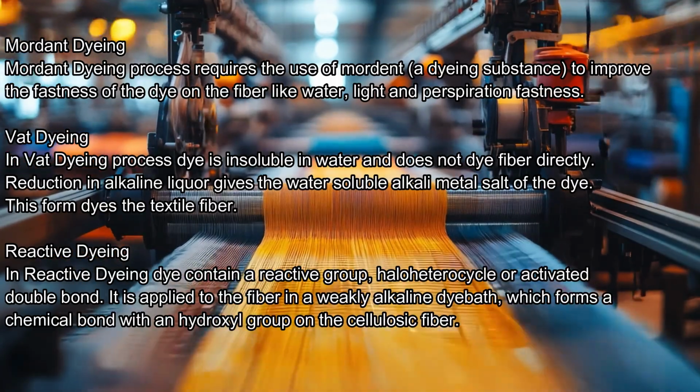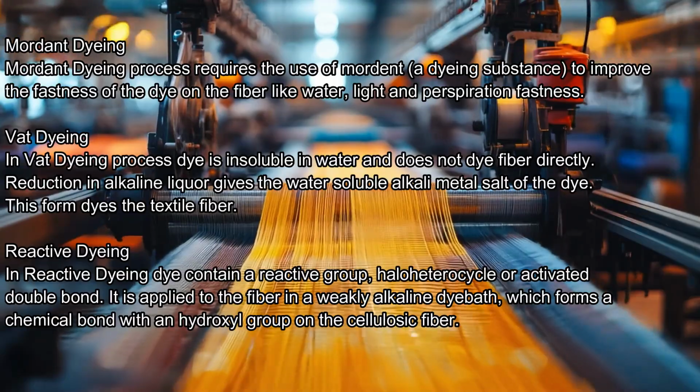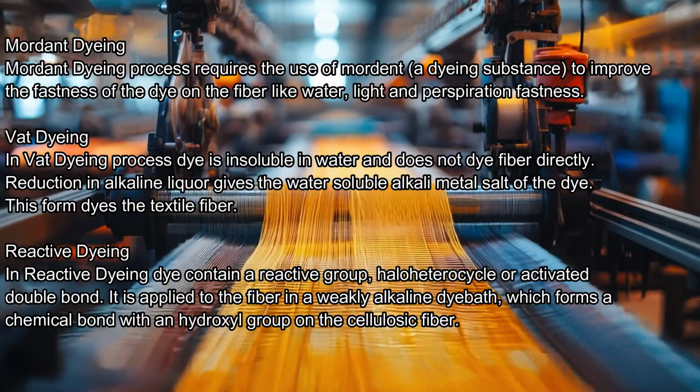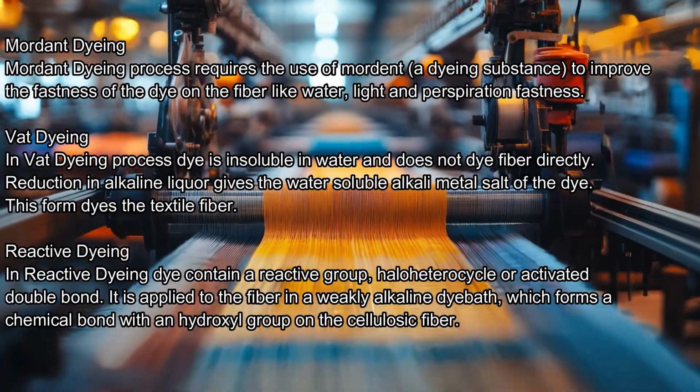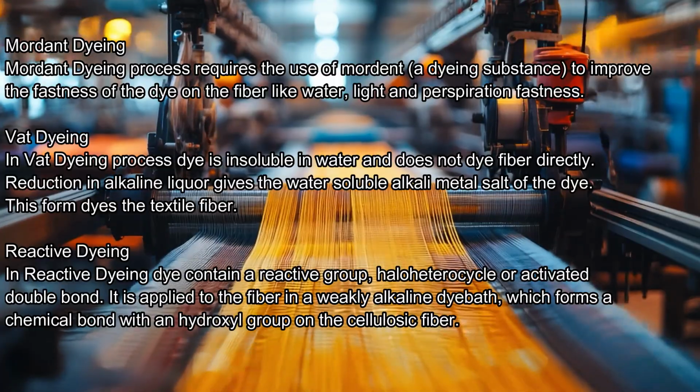Reactive dyeing. In reactive dyeing, the dye contains a reactive group, haloheterocycle, or activated double bond. It is applied to the fiber in a weakly alkaline dye bath, which forms a chemical bond with a hydroxyl group on the cellulosic fiber.